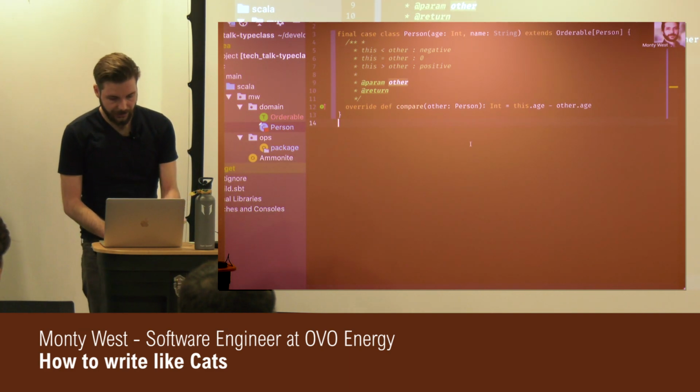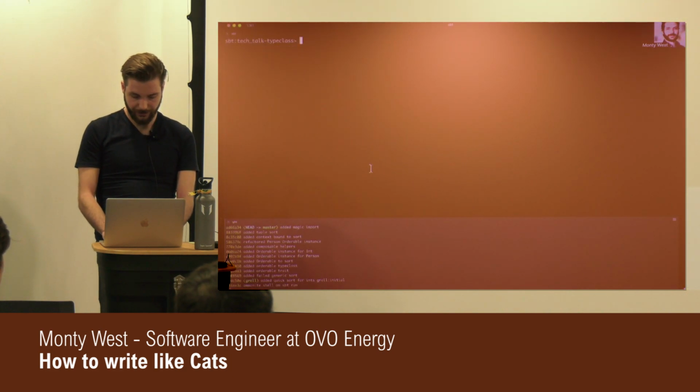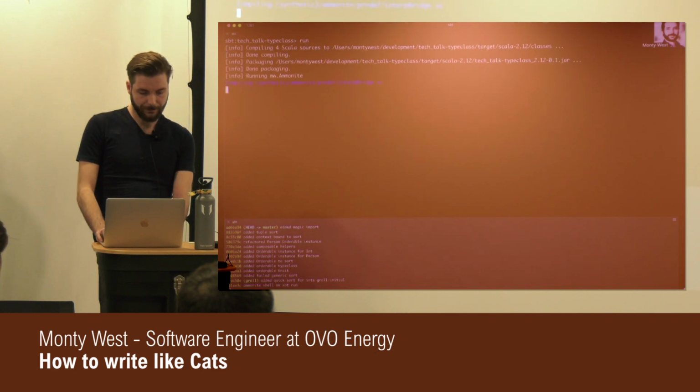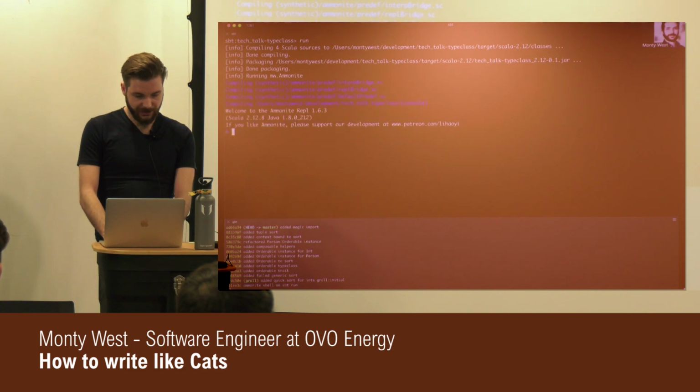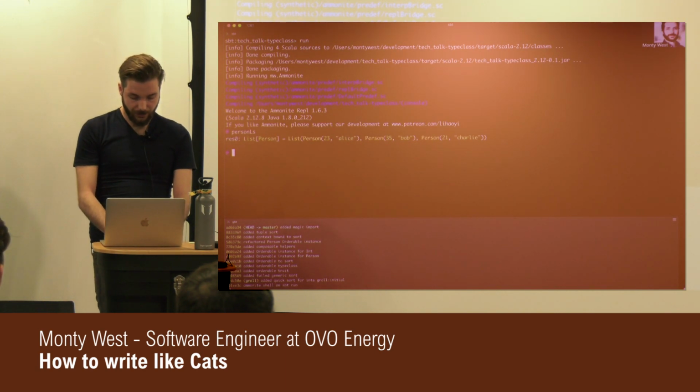Okay, so let's actually use this. Let's hope this all compiles. So I'm going to run. I've pre-prepared a list of persons here. And now I can call my sort function with this list, and it should sort them.